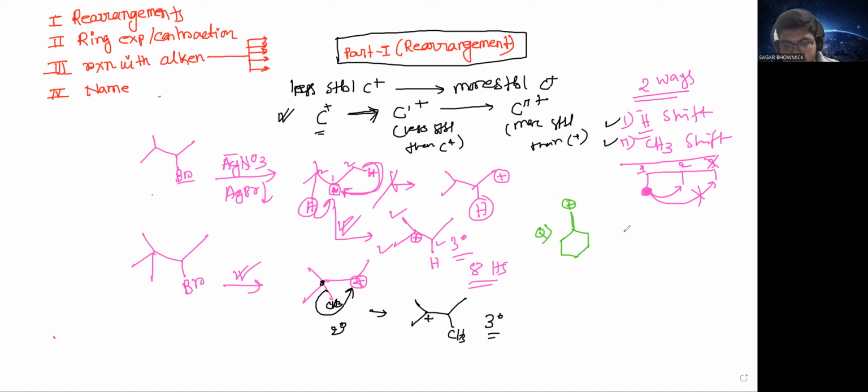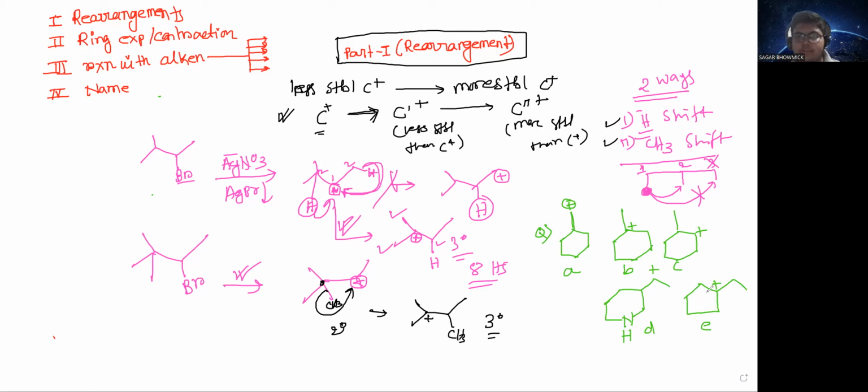Last one, class A, B, C, class D, E. So there are 5 carbocations given, and my question is how many carbocations among them will undergo rearrangement?